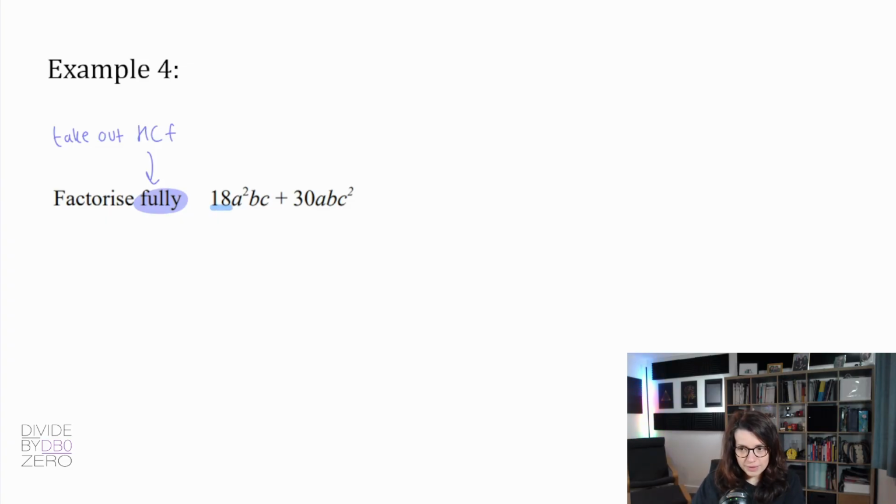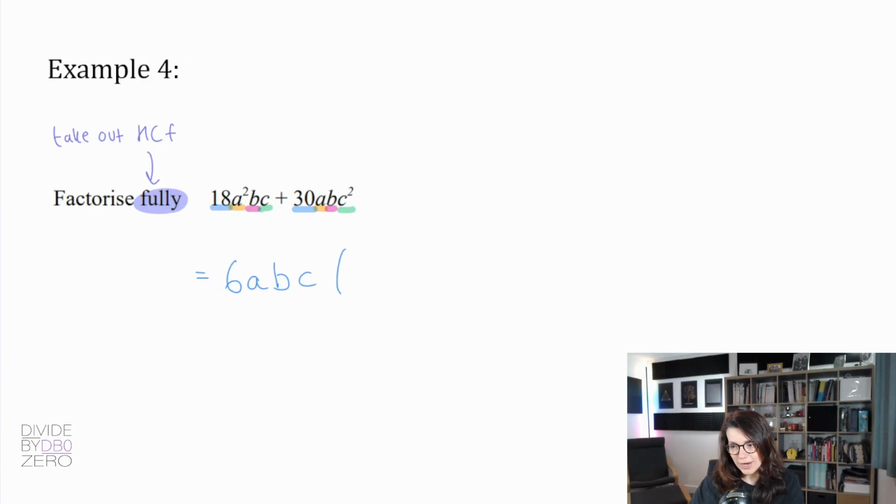If we start with the numbers, the biggest number that will fit into both 18 and 30 is 6. So we pull 6 out and then look at each individual letter that's involved, starting with the A's. Both of the items have at least one A, so we'll take that A out. Both of the items also have at least one B, so we'll take that B out. And both of the items have at least one C, so we'll take that C out as well.